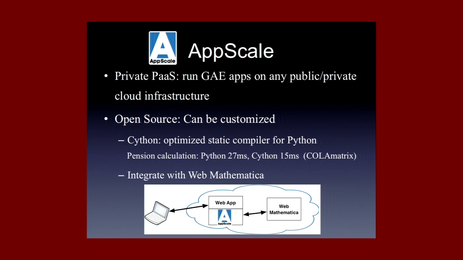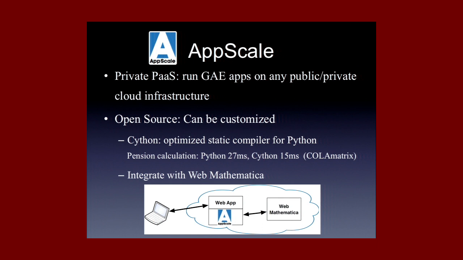So here's where we can deviate from the normal platform as a service. Some things we did in this project to work with AppScale was, of course, Python, where you can optimize, get a static compiler for optimizing Python. And just on a column matrix computation, we did a benchmark. The Python code was 27 milliseconds, compiled Python 15 milliseconds. So you're getting about a 50% speed up with no change in your code. However, you can't just run that on Google App Engine. We had to modify AppScale to integrate that in.